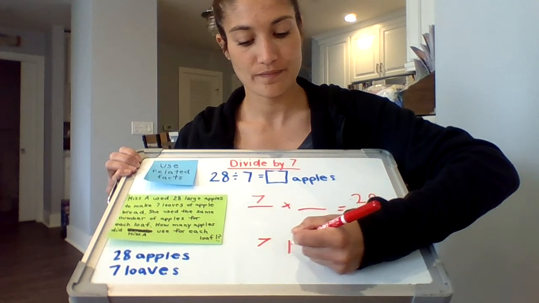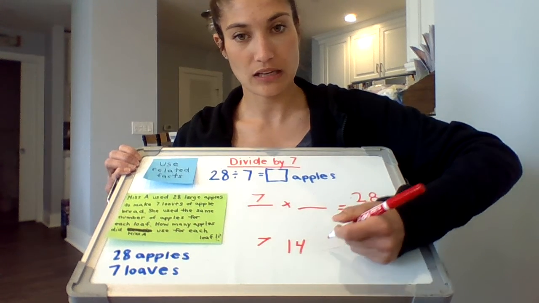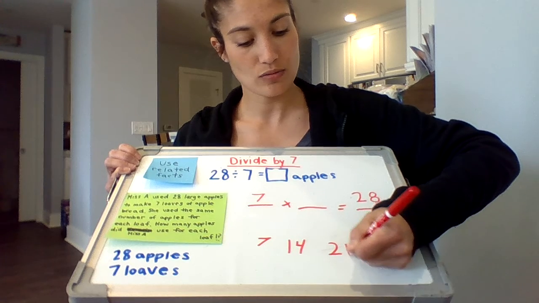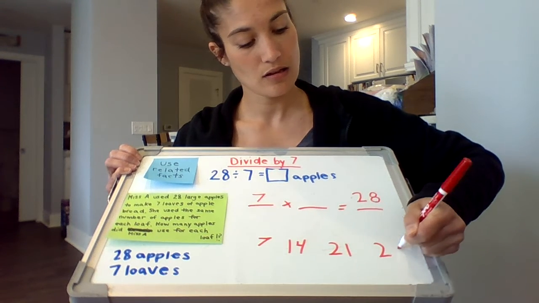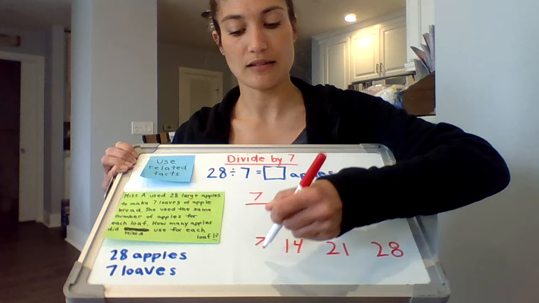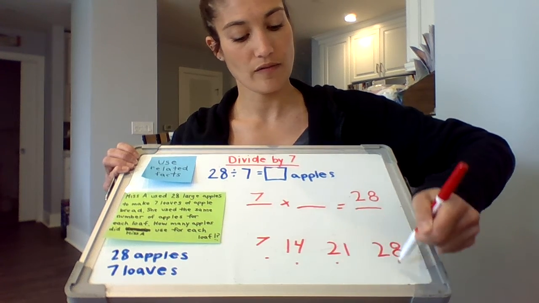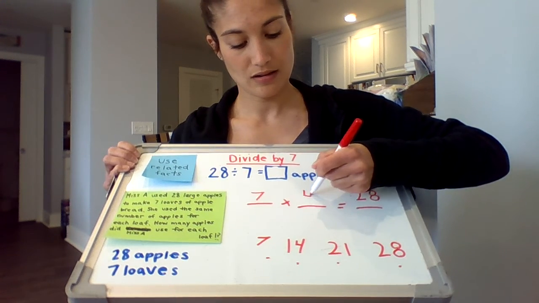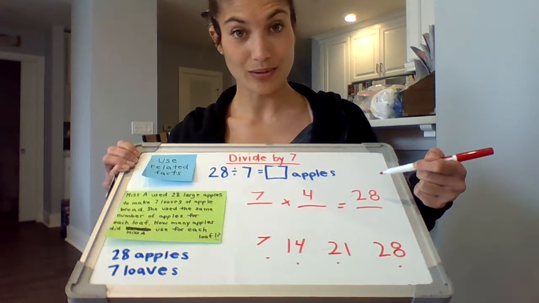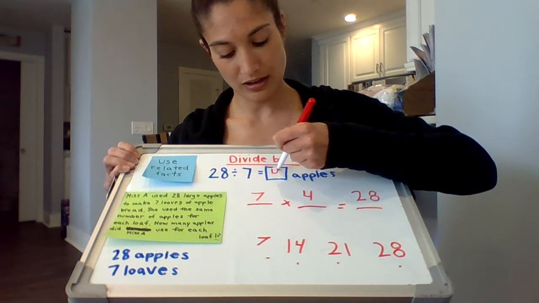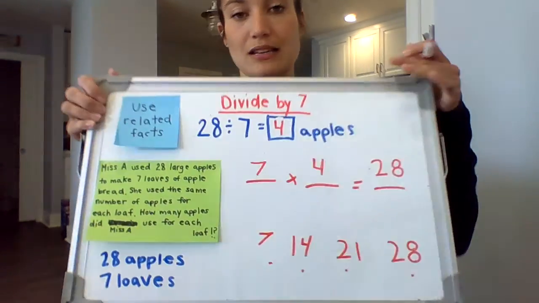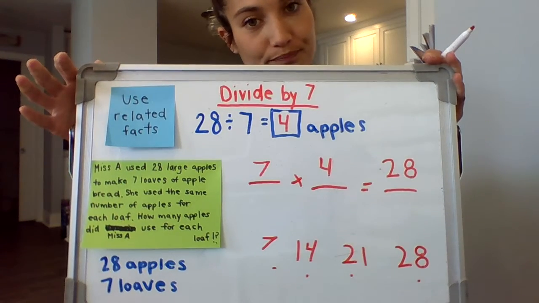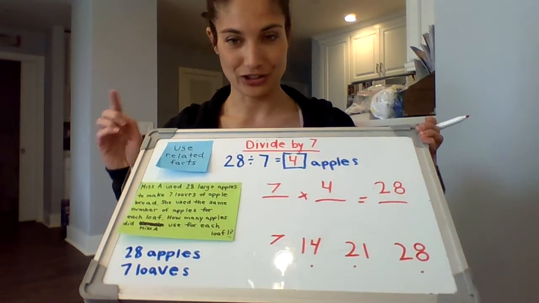Okay? Oh, now I can just count by 7s until I get to 28. 7, 14, 21, and 28. I did that 1, 2, 3, 4 times. 7 times 4 is 28. Oh, would you look at that? That means 28 divided by 7 is 4. Awesome. Let's try another strategy.